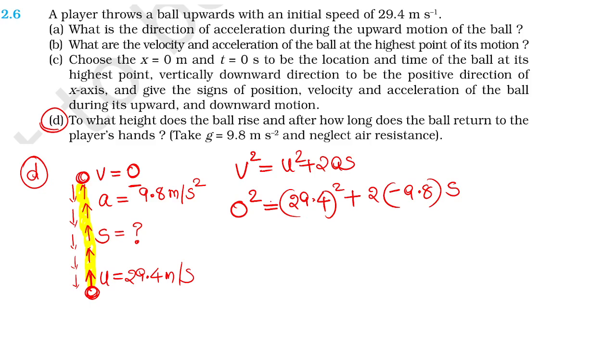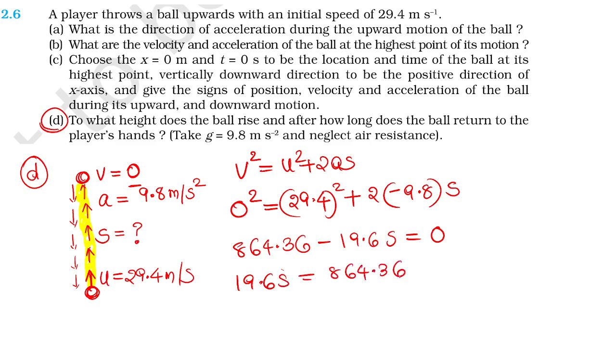29.4 whole square. One minute. The calculation I will not discuss, you can do it later. 29.4 into 29.4 is 864.36. 2 into 9.8 is 19.6. V is 0, so 19.6 S is equal to 864.36, where S means height. The calculation you can try after the class. Right now I am not discussing it, because if I discuss the calculation it will take time.